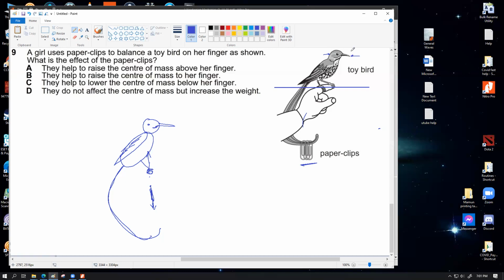So both of these options are actually wrong, because we are adding the paper clips on the tail side of the toy bird. So it is not raising the center of mass. It is obviously lowering the center of mass. Option C says they help to lower the center of mass below her finger, which I believe is a correct response. And then it says they do not affect the center of mass but increase the weight. Well, it does increase the weight, but that option is wrong. If you add mass to one side of the object, it will definitely affect the center of gravity. So altogether, the correct response is C only.